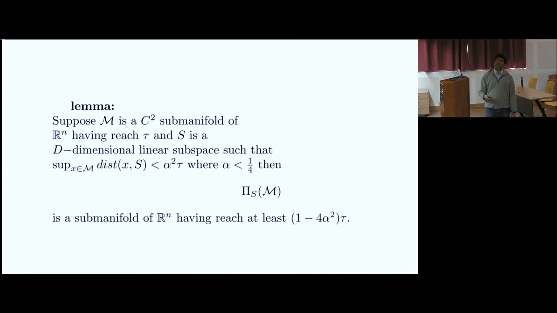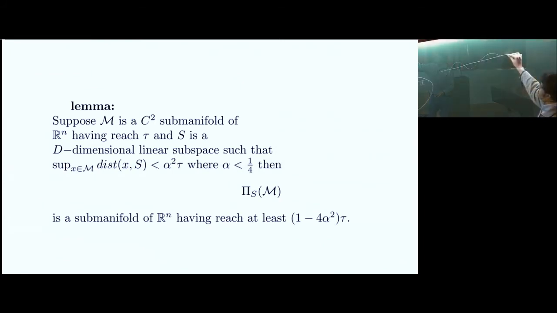So what this is saying is that if you have any linear subspace near a manifold of reach tau, so you have a manifold of reach tau. Now this has nothing to do with PCA. You take any subspace that has the property that every point on the manifold is near the subspace. Then when you project the manifold onto this linear subspace, you get another manifold, and that manifold will have a good reach. That is what this is saying.